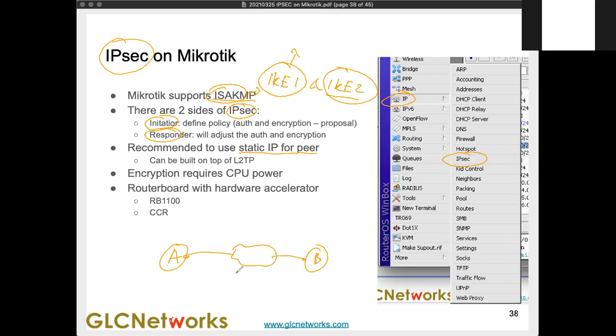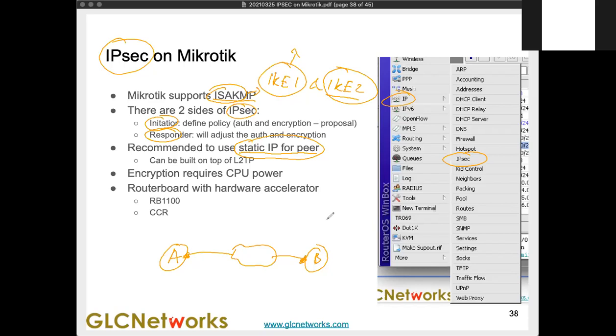Why a problem? Because the IPsec will authenticate the IP address. If the IP address changes, then when you receive the packet, it is lost. It will reject the IPsec. So that's why you need to have a static IP address for the peer. So this is one IP address here, another IP address here, and they have to be static.